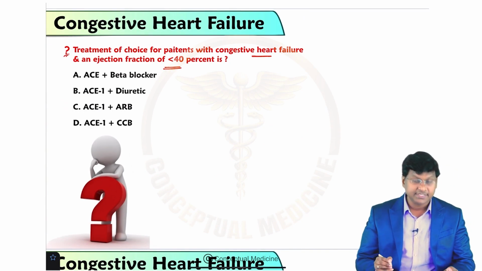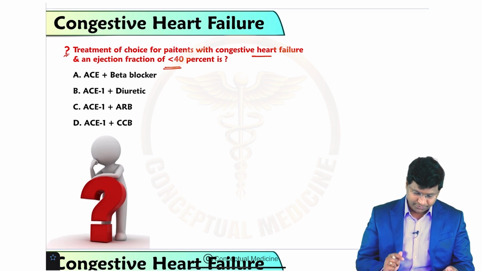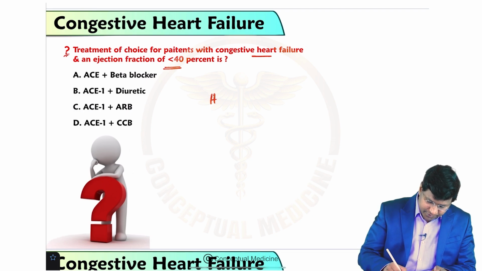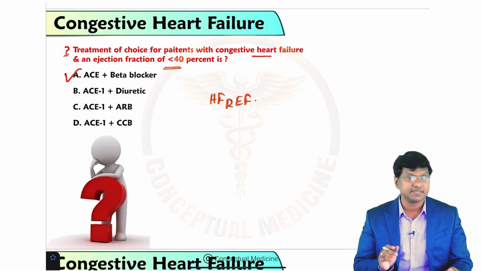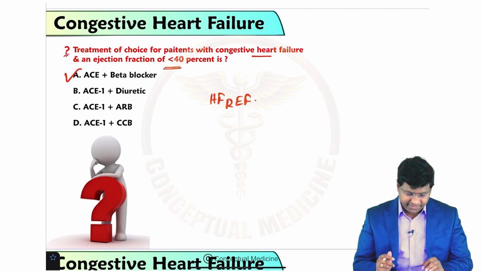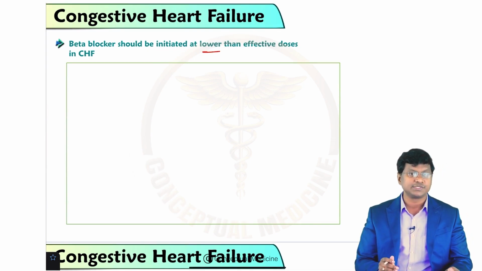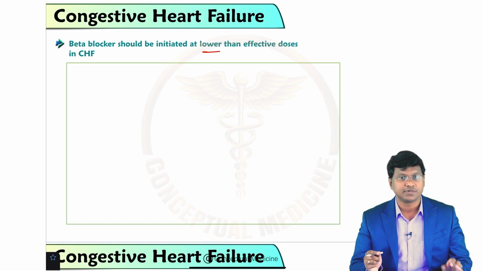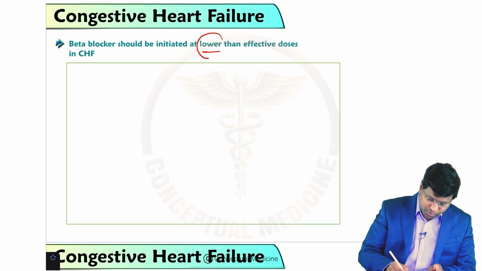Now followed by that, if you see the next question, treatment of choice for patients with congestive heart failure and ejection fraction less than 40% is ACE inhibitors plus beta blockers, ACE inhibitors plus diuretics, ACE inhibitors plus angiotensin receptor blockers, and ACE inhibitors and then calcium channel blockers. So in heart failure with reduced ejection fraction, the very important group of drugs that need to be given is the ACE inhibitors plus beta blockers. And whenever you are giving beta blockers in congestive cardiac failure, they should be initiated at lower doses than effective doses.